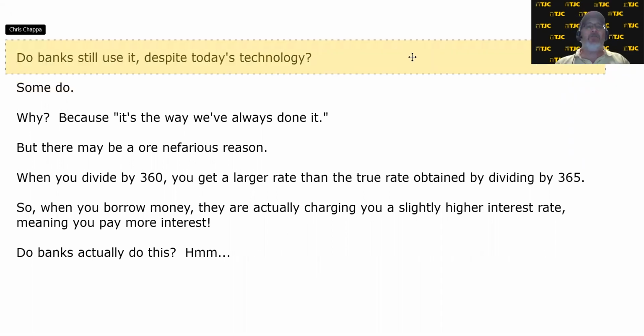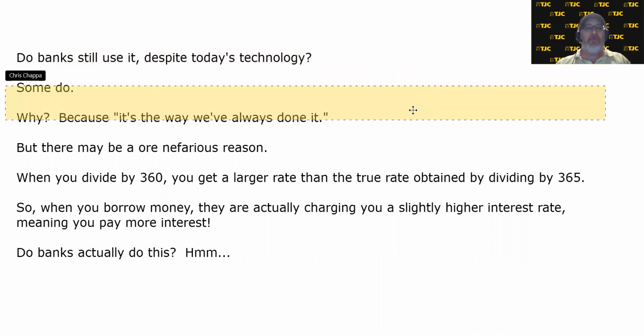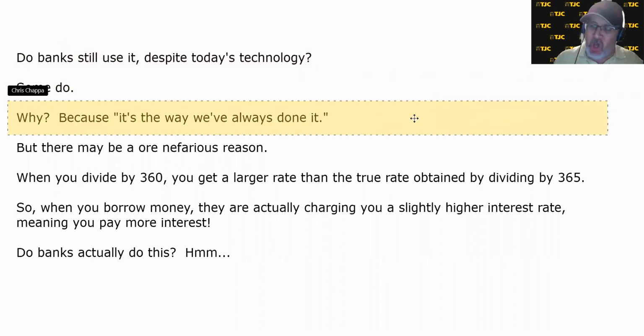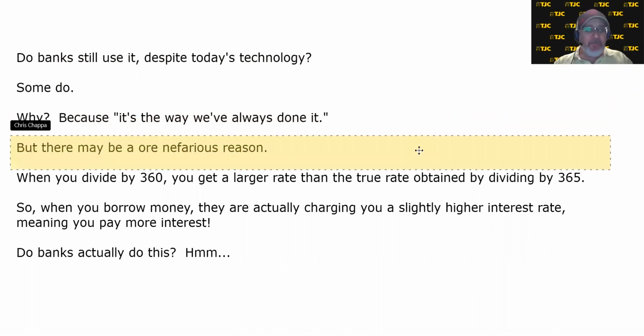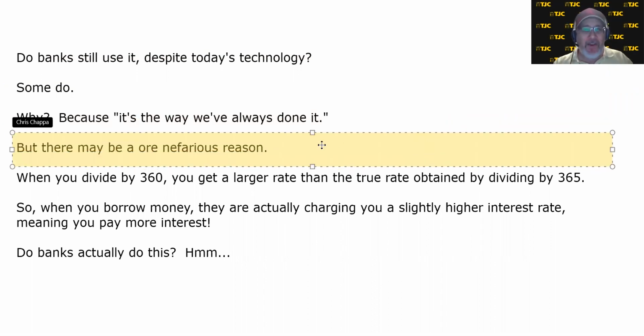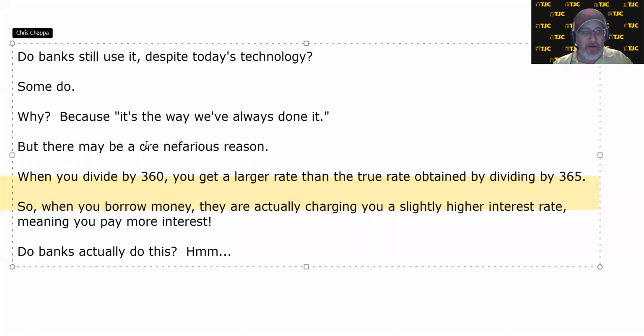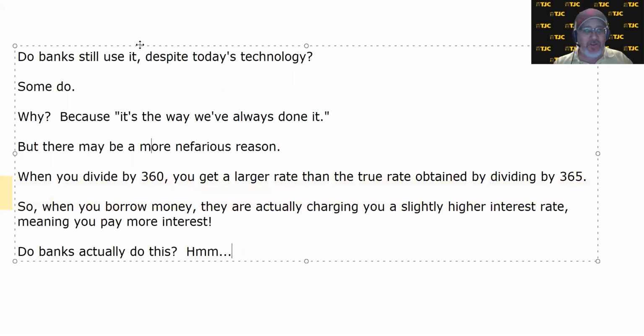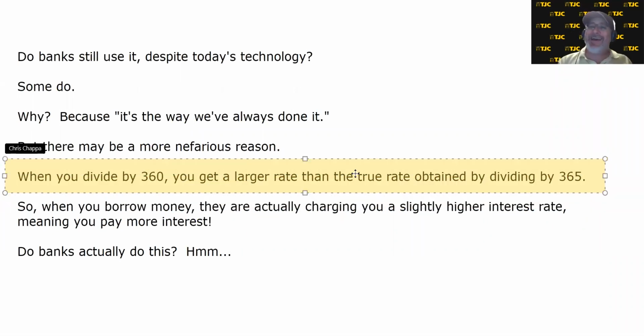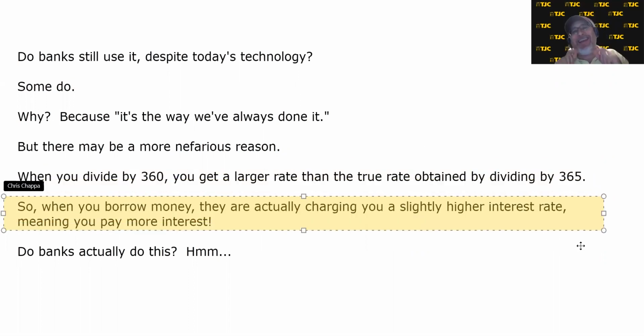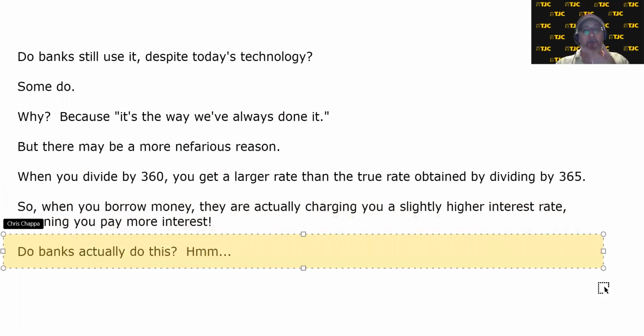All right, so do banks still use it despite today's technology? Some do. Why? Because it's the way we've always done it. It's tradition. That makes it okay. But there may be a more nefarious reason, and I kind of just addressed it. When you divide by 360, you get a larger rate than the true rate obtained by dividing by 365. So when you borrow money, they're actually charging you a slightly higher interest rate, meaning you pay more interest. Now it works the other way around. If you're investing money, they would be paying you more. But do banks actually do this?